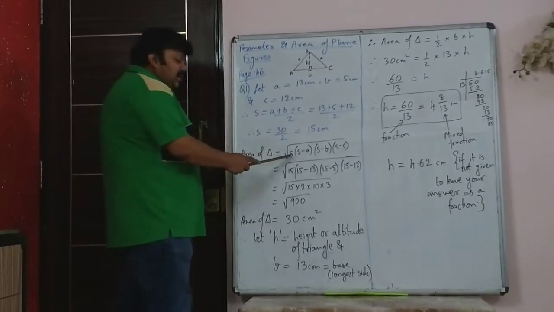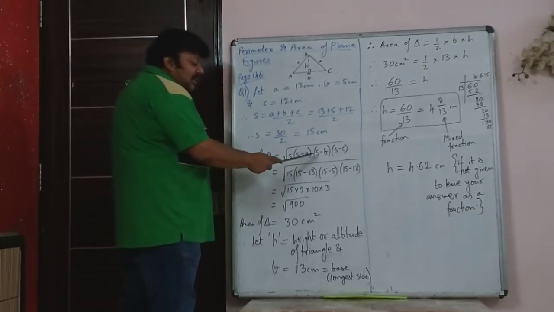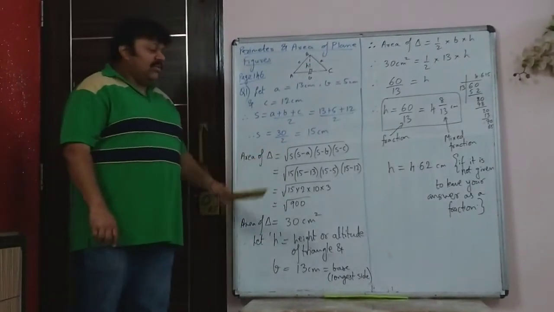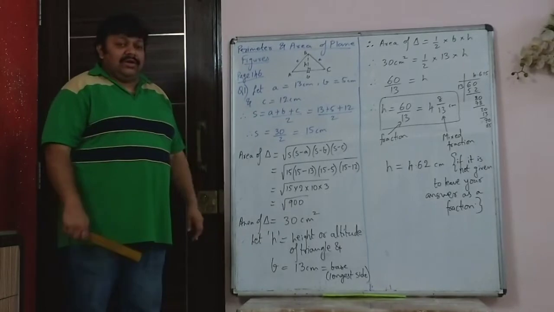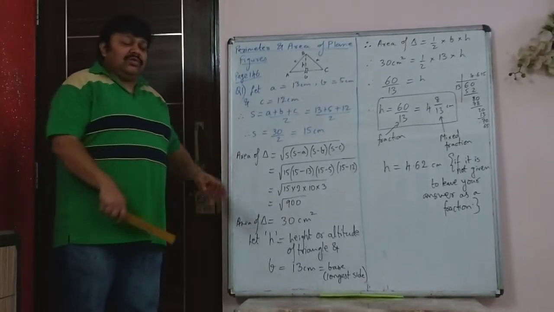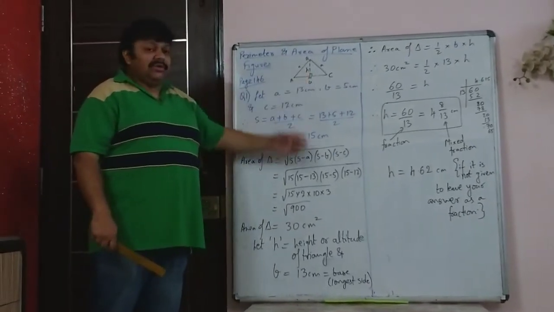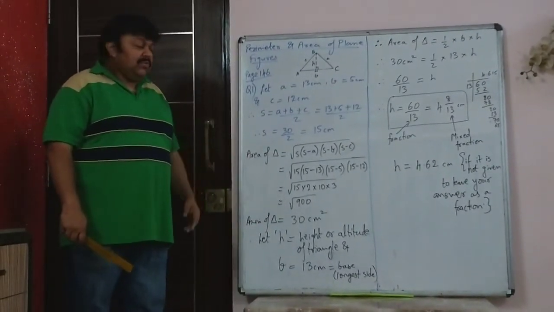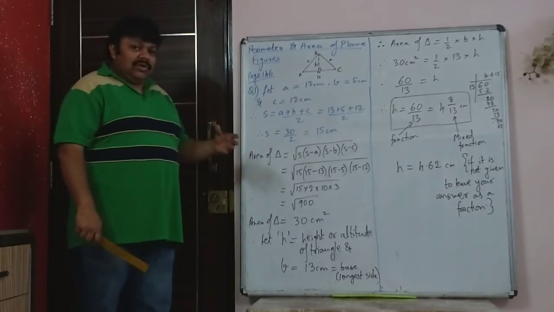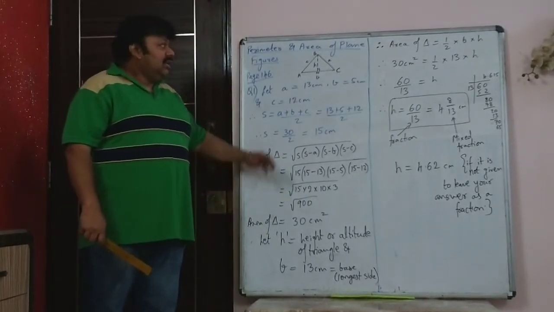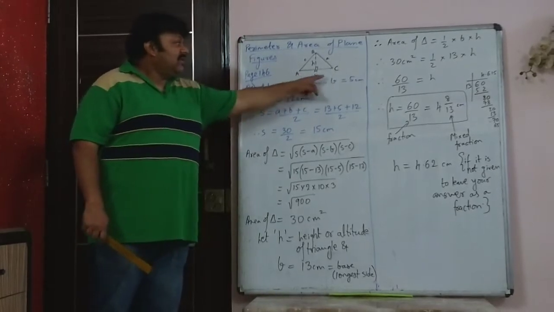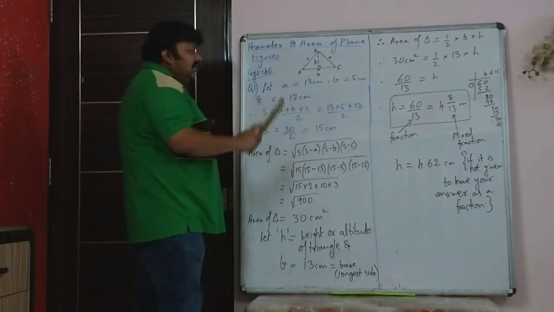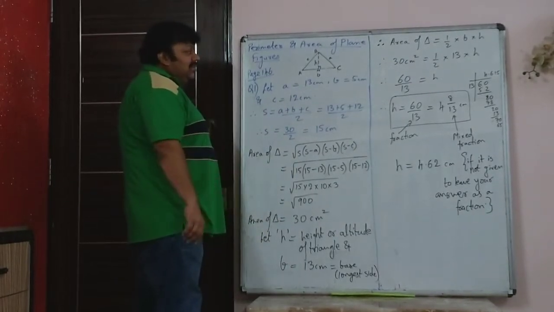That is, area of triangle is root of s into s minus a, s minus b, s minus c. So we have to use this Heron's formula and find the area of the triangle, and then we will use that same area because it is the same triangle. Whichever formula you use for area, you get the same answer. Using that area, whatever we find using Heron's formula, that will be equal to half base into height. And the base we will consider 13 centimeter as the base.